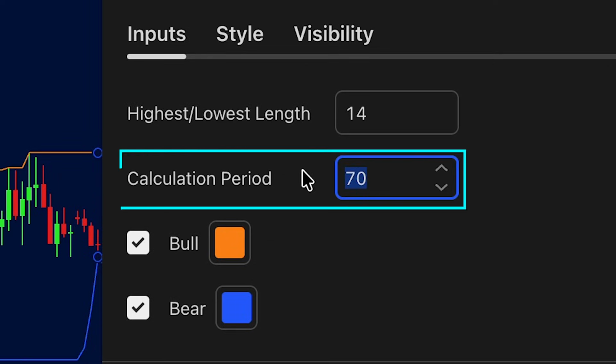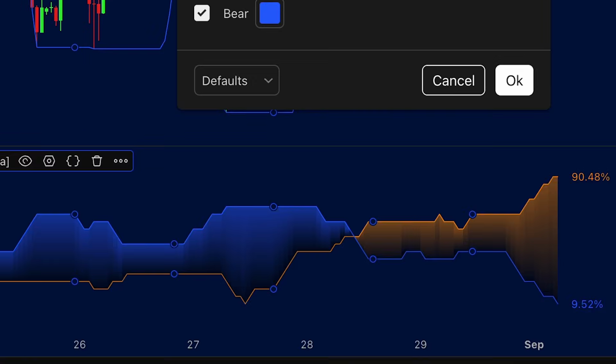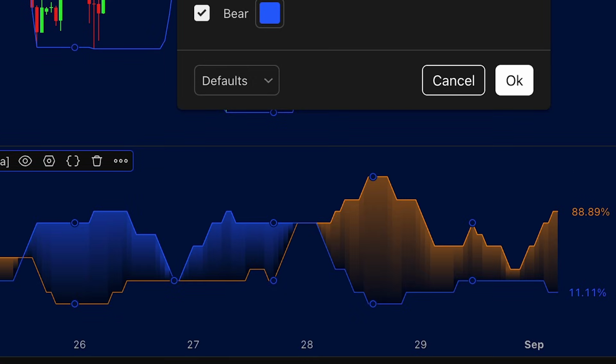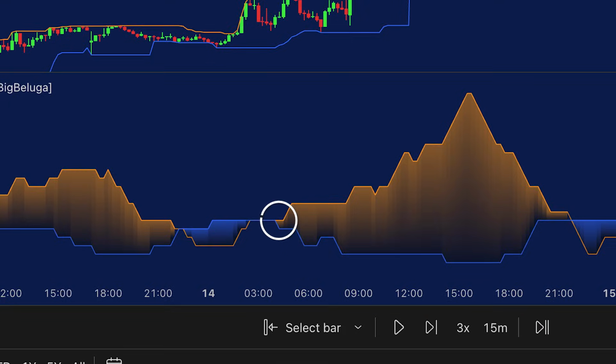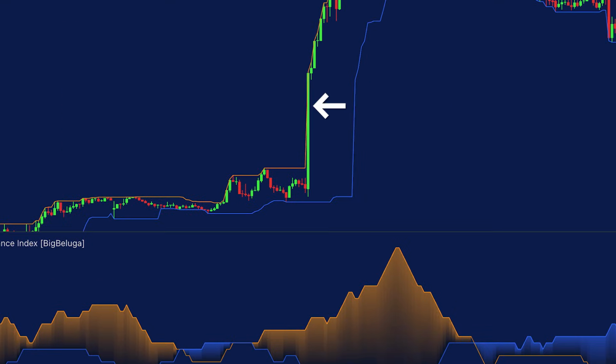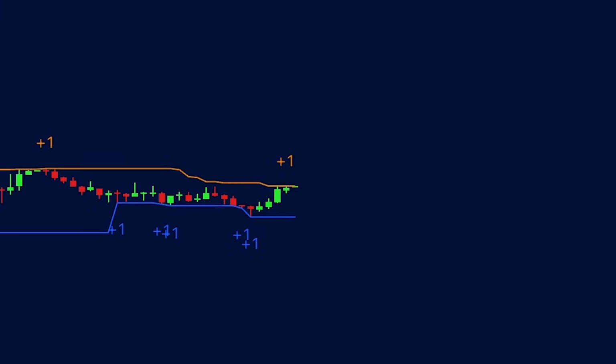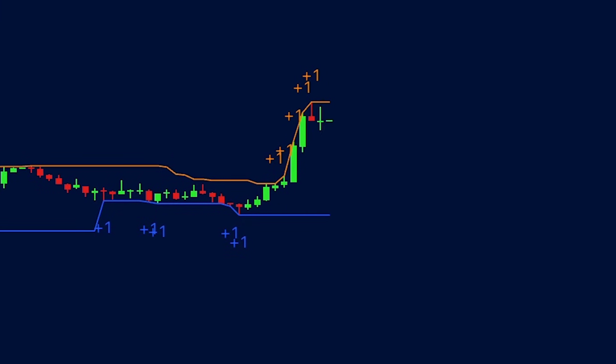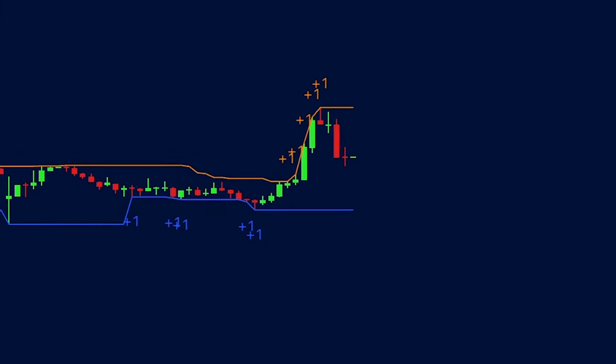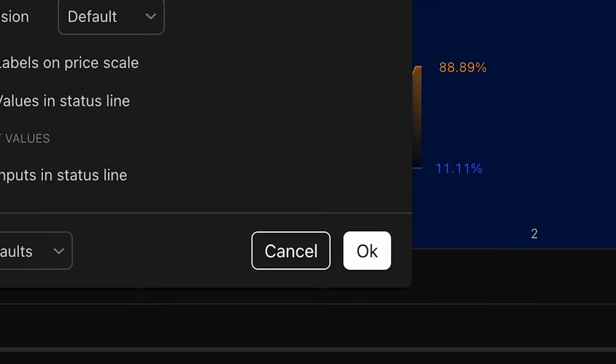Next is the calculation period. Set this to 30 bars to create a window long enough to show you meaningful directional pressure, but short enough to catch shifts before they become obvious to everyone else. Under the Style tab, make sure the +1 labels are enabled. These visual markers help you see exactly when each side is contributing to the imbalance, which is critical for understanding momentum in real time. Once that's done, click OK.